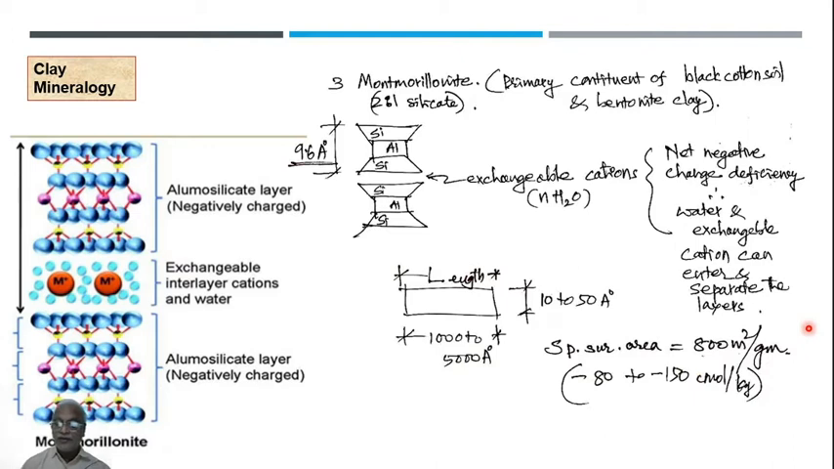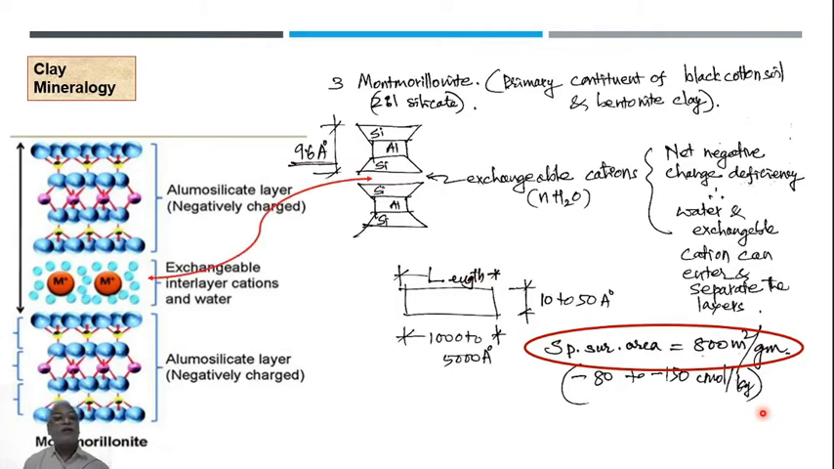Here, this is very important information. Look at the specific surface area, 800 meters square per gram. Too much, right? Per gram. A gram means such a small quantity, but when it is spread with its surface area, it can cover an area of the order of 800 meters square. Too much. And because of that, the concentration of charge on the surface is minus 80 to minus 150 centimole per kg.